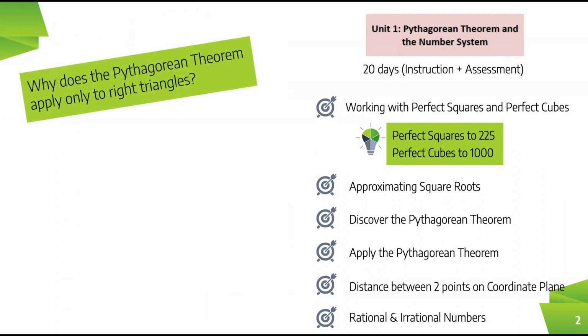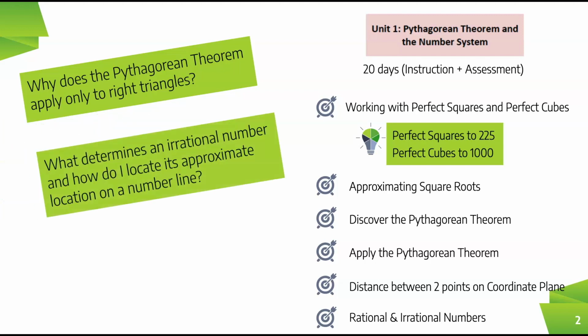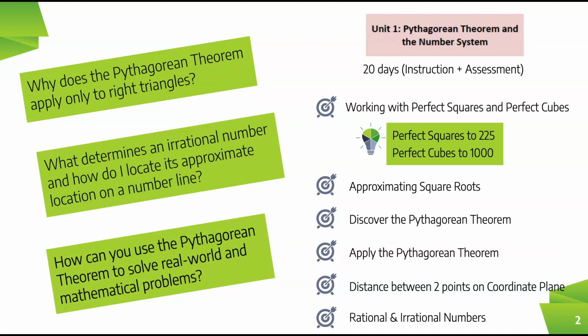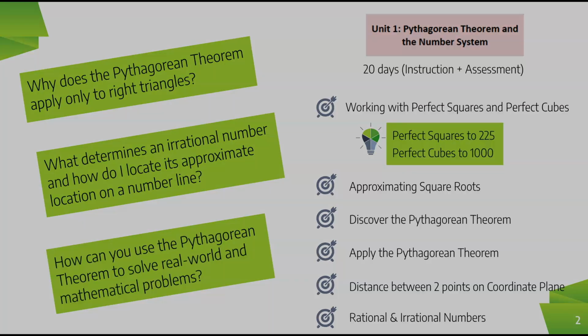By the end of this unit, students should be able to answer the following questions. Why does the Pythagorean theorem only apply to right triangles? What determines an irrational number, and how do I locate its approximate location on a number line? And how can you use the Pythagorean theorem to solve real-world and mathematical problems?